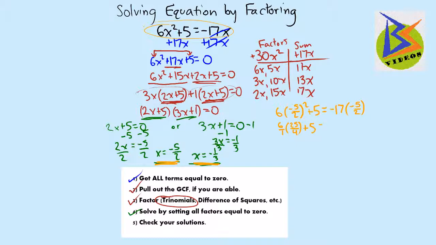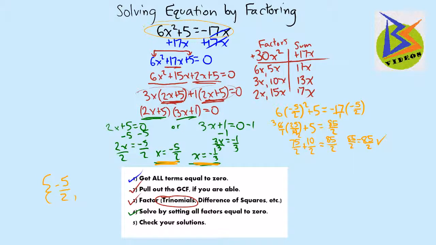Plus 5 equals, we'll put this 17 over 1, and we should get 85 over 2. So when we multiply this out, we can reduce these down by 2. 3 times 25 is 75 halves, plus, I'll just put this in terms of halves, 10 halves equals 85 halves. And we see that 85 halves equals 85 halves. That's a true statement. Okay, so we can write our solution set. Let's put it over here. And we see that negative 5 halves is in fact a solution.